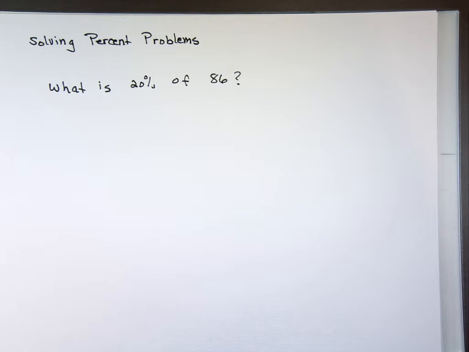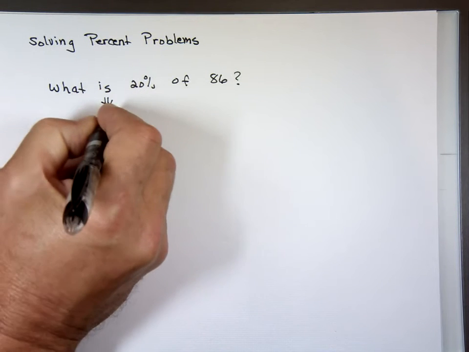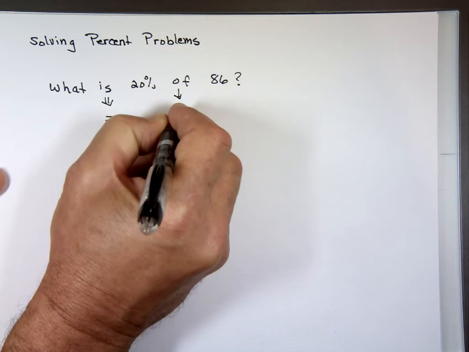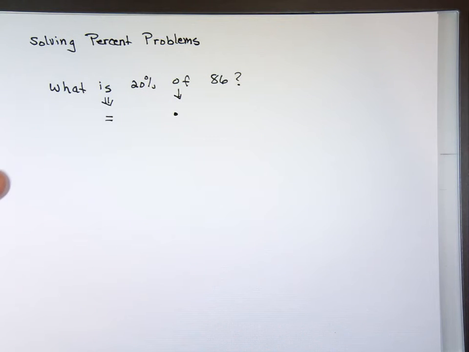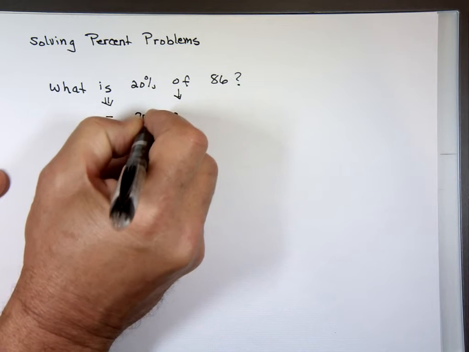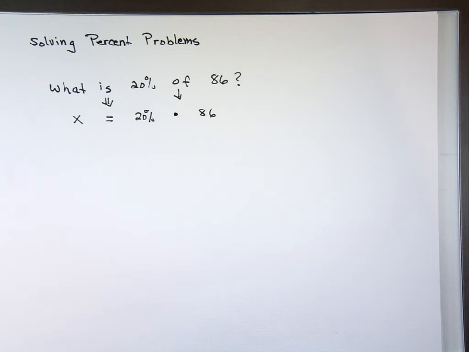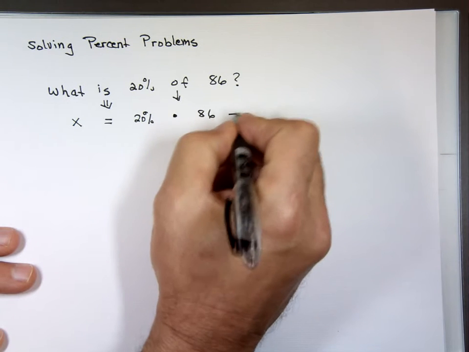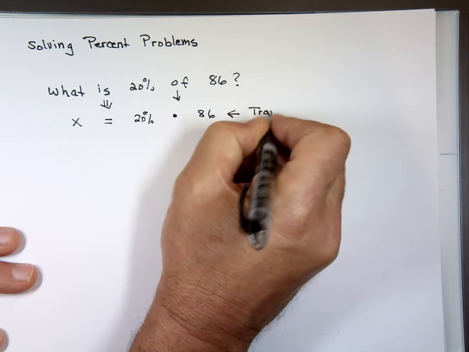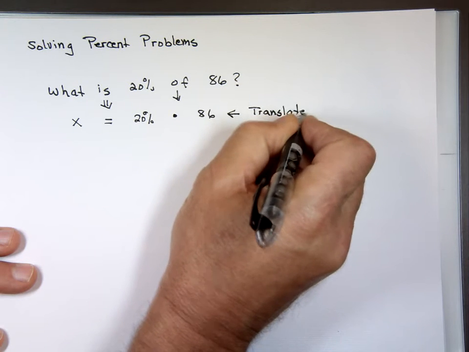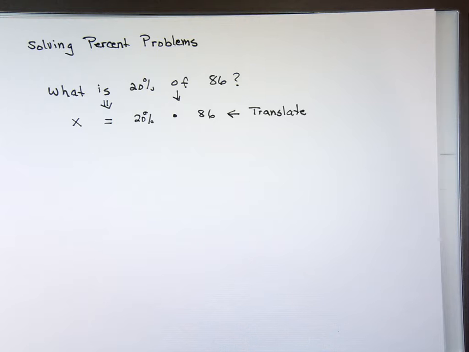So what are we going to do? Remember a couple of things. Is means what? Equal. Of means what? Multiply. So 20% times 86 is the unknown, whatever you want to call it. Now, if it says translate, you stop right here, because they don't want to solve it. But if it says solve it, that means you can't stop here. You have to continue with the problem.